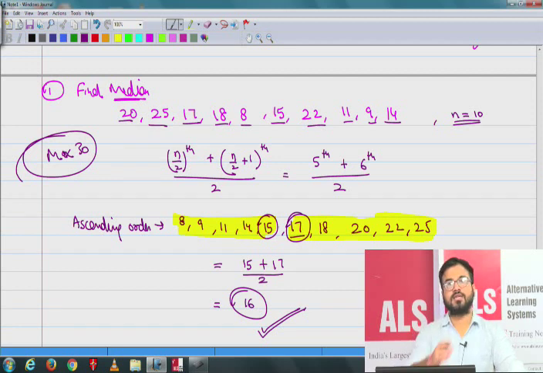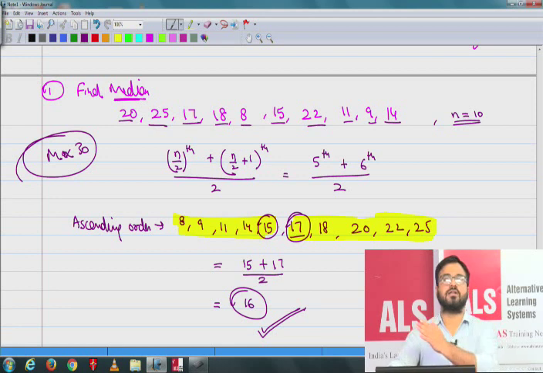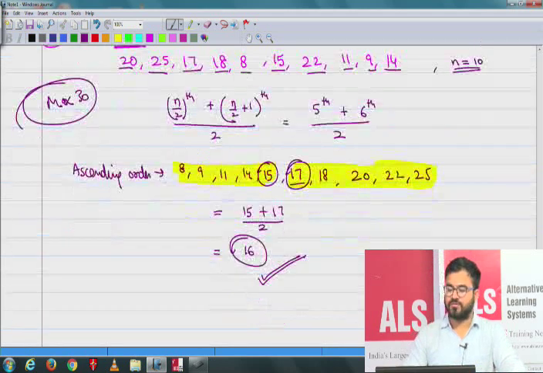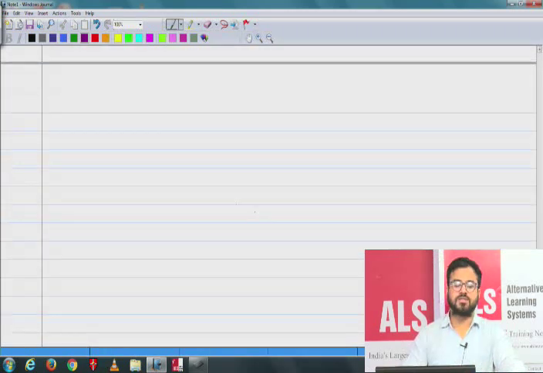In that case, here are 10 terms, and suppose the frequency of each number is on average 4. So it means there are 40 values. Writing all those 40 values and arranging them in ascending or descending order would be a little bit difficult. So the method to get the median of that type of data is that we will use the concept of cumulative frequency. So let us start with the question.